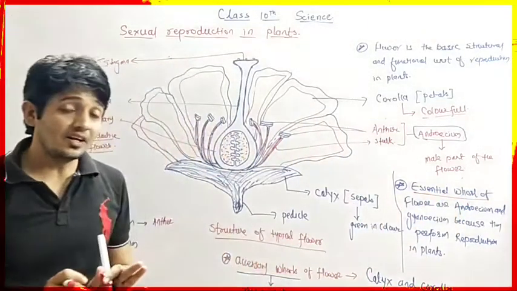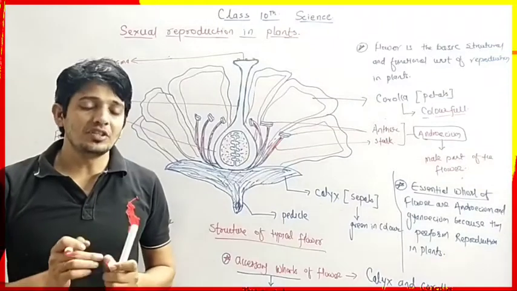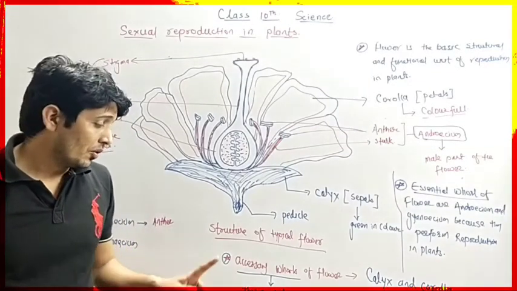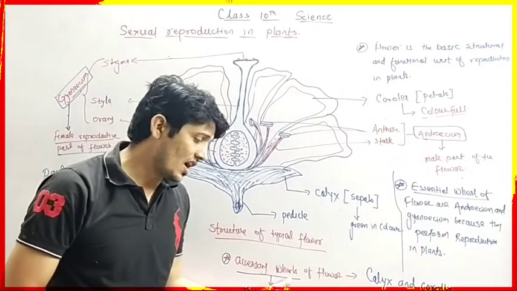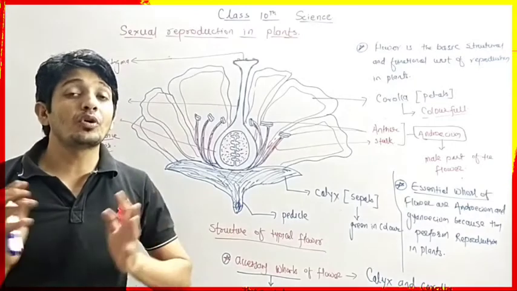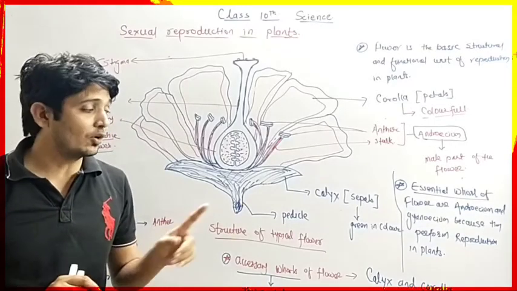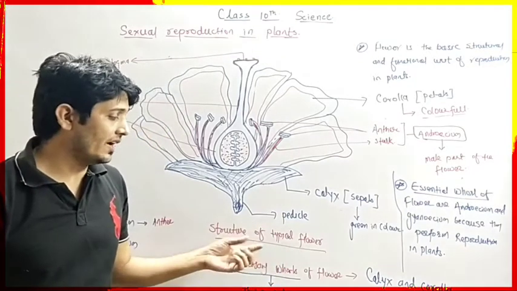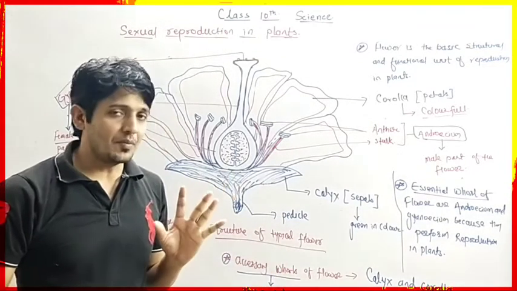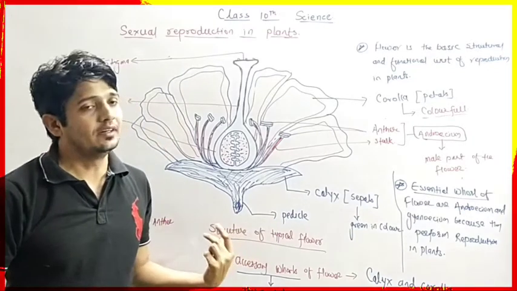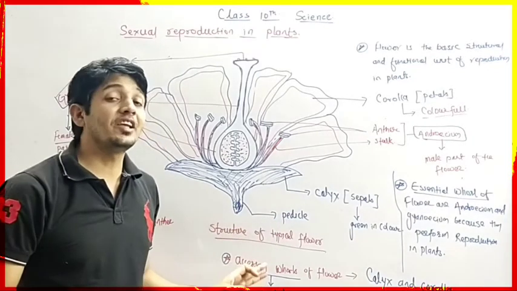Essential whorls are androecium and gynecium because they participate in the process of reproduction, whereas accessory whorls of the flower are calyx and corolla because they just protect the inner part of the flower called androecium and gynecium. Okay, so here we can see that there are 4 whorls present. 2 are essential whorls and 2 are the accessory whorls.